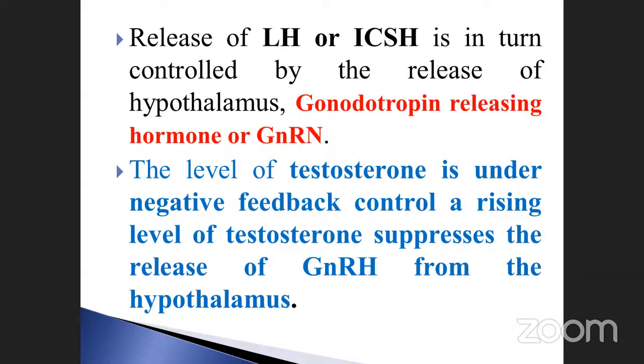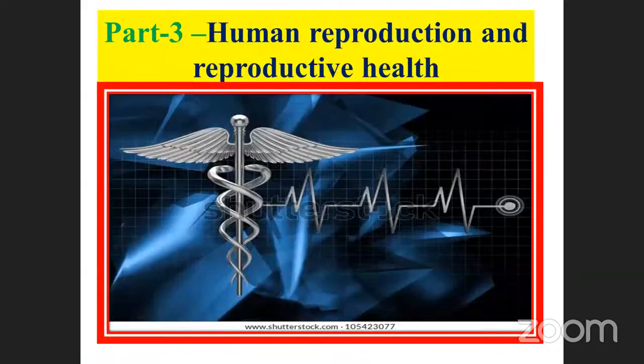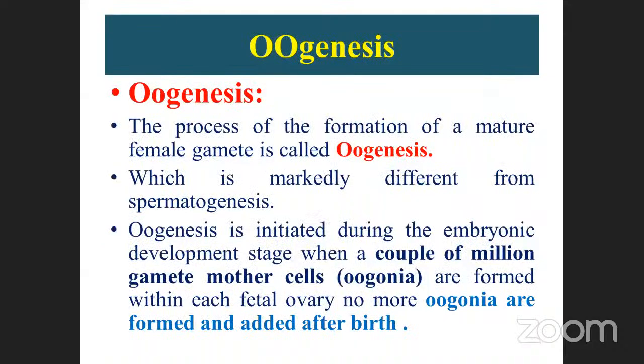So we'll pass on to the next one, which is called reproductive systems, part 3. Then what are we going to discuss? Any guess? Last time, what did we do? The male reproductive organ and the female reproductive organ. What are the structures? What are the layers present in it, inside or outside? All those things we studied.